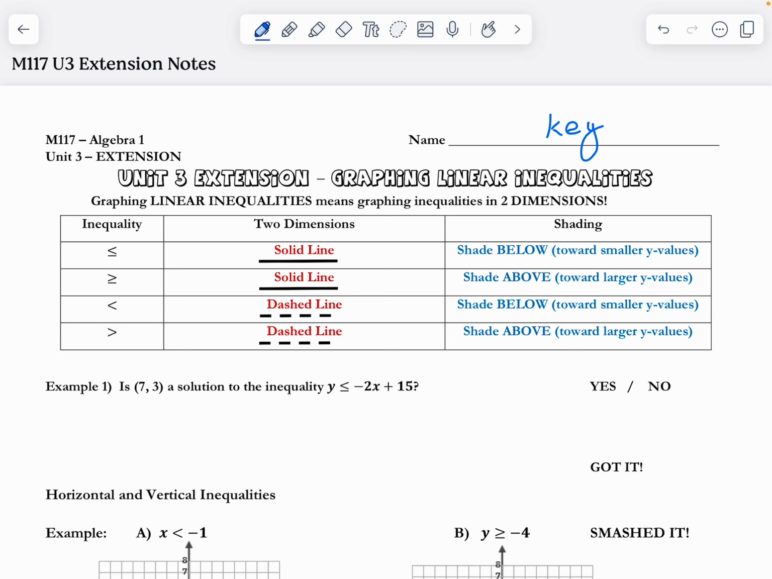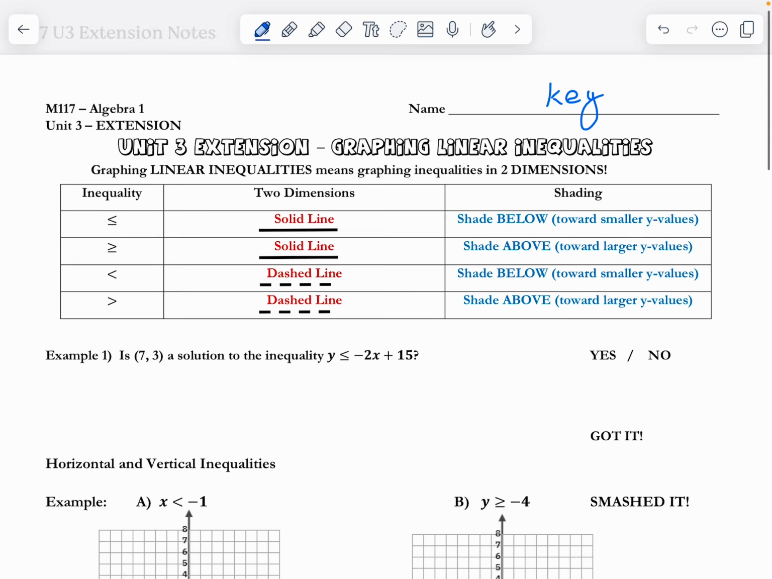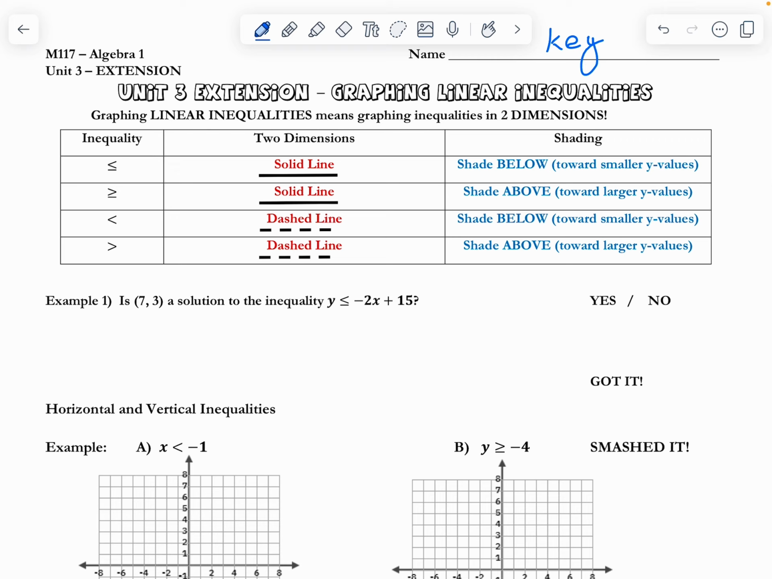This is going to be my key. Sorry for the ugly key, but let's go ahead and get through this. All right, so today we're just learning an extension to what we already know. So we've learned graphing linear equations using point slope form and using slope intercept form, right? So today's extension is graphing linear inequalities. Now it's no longer equations, it's inequalities, and we've seen those before, so it's nothing new, right?